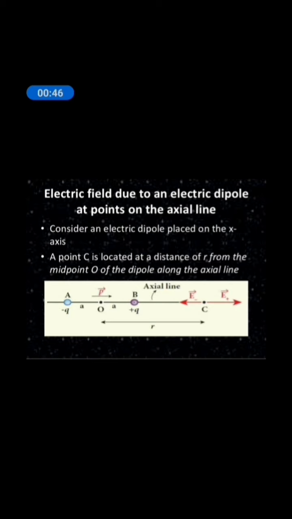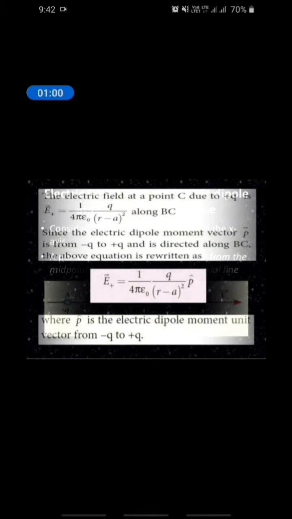Small r is the distance of the point C from the midpoint of the electric dipole, and here p is representing the electric dipole moment of the electric dipole. The electric field at point C due to positive charge is given by E plus is equal to 1 upon 4 pi epsilon naught into Q upon (r minus a) whole square along BC. Here r minus a is the distance of the point C from the positive charge Q.